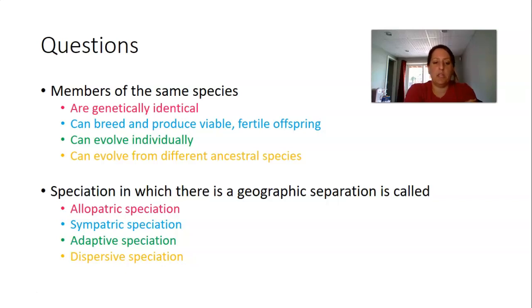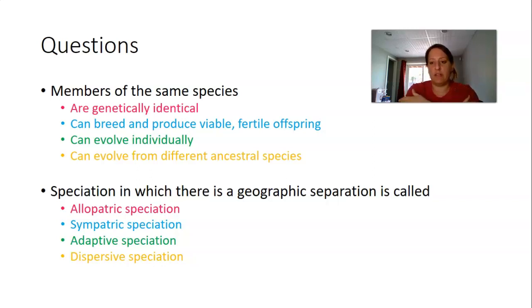Okay, next question. Speciation in which there is a geographic separation is called allopatric speciation, sympatric speciation, adaptive speciation, or dispersive speciation? So again, speciation where there is a geographic separation. That's going to be allopatric. Remember, different country. So allopatric.